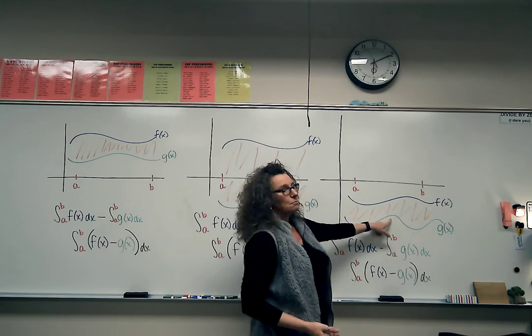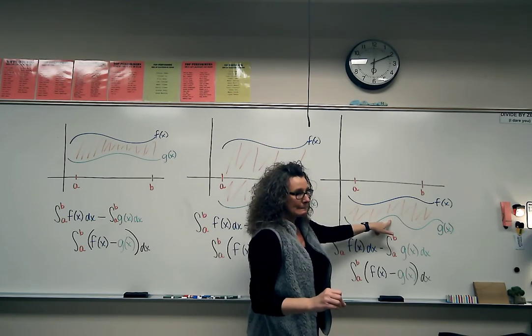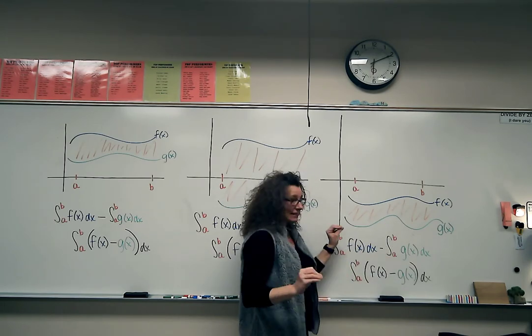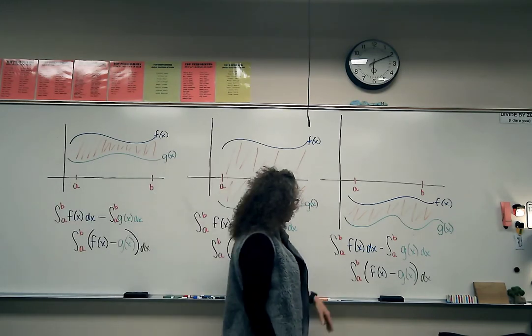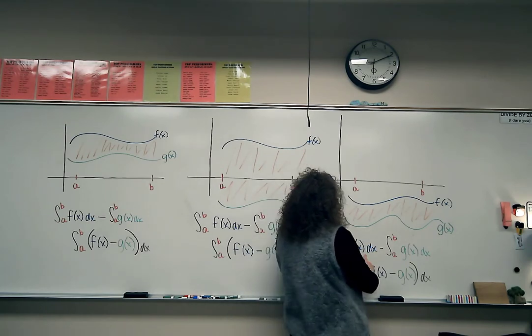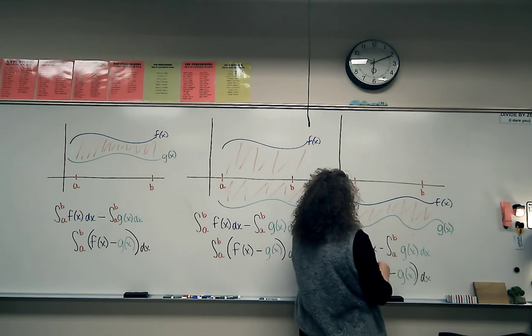Uh-oh, what if they're both below? What do you need to do differently if they're both below the x-axis? So, first of all, I've written it exactly the same. So this is the same as the previous two. We can change it if we need to. So, here's what's going to happen. I want the area just between the two.